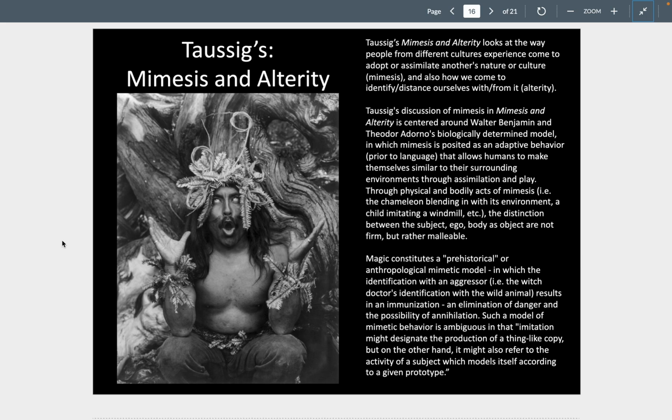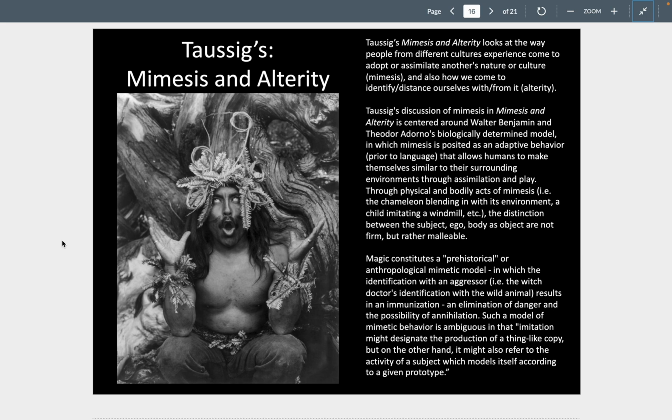Through physical and bodily acts of mimesis, i.e., the chameleon blending in with its environment, or a child, say, imitating a windmill, the distinction between the human subject, the human ego, and the body as an object is not firm, but rather malleable. And that idea of the subject, the essence of yourself, the belief in the brain, the power of yourself through your ego, and the relationship of the body. That relationship is talked about in Plato and Plato's forms, and the purity of the mind versus the fallibility of the body, also done with St.